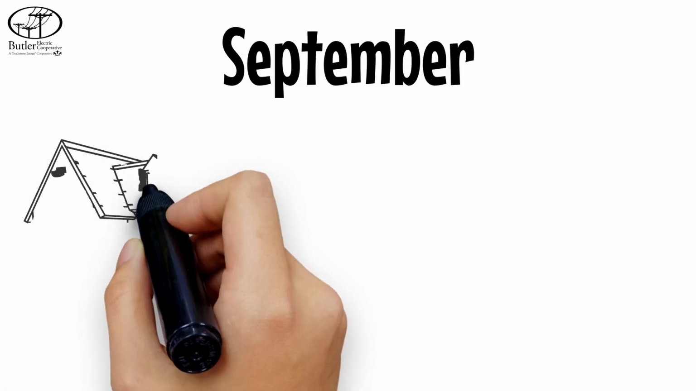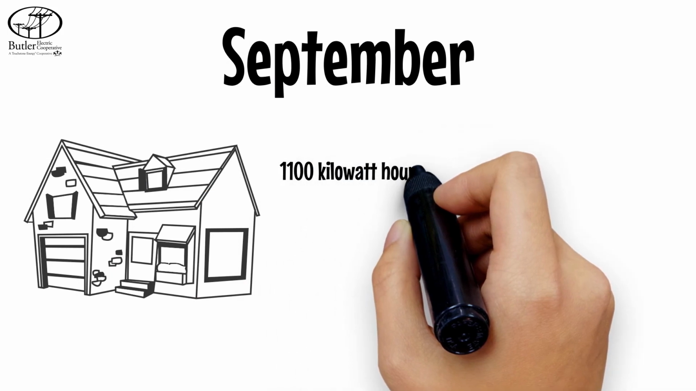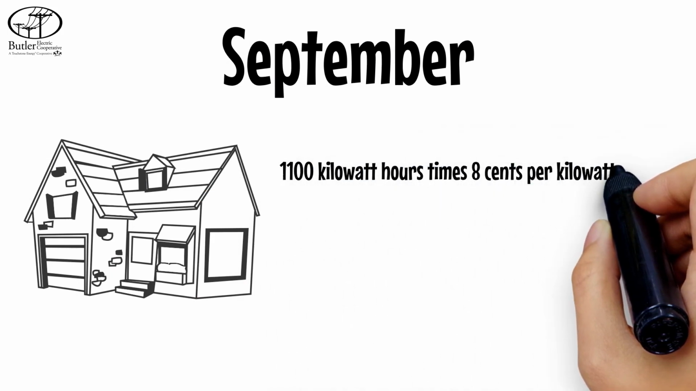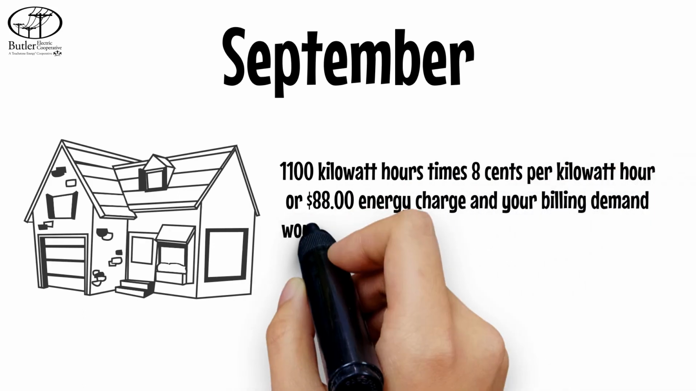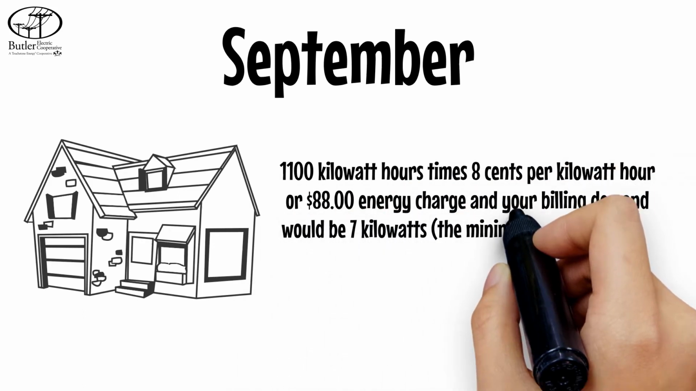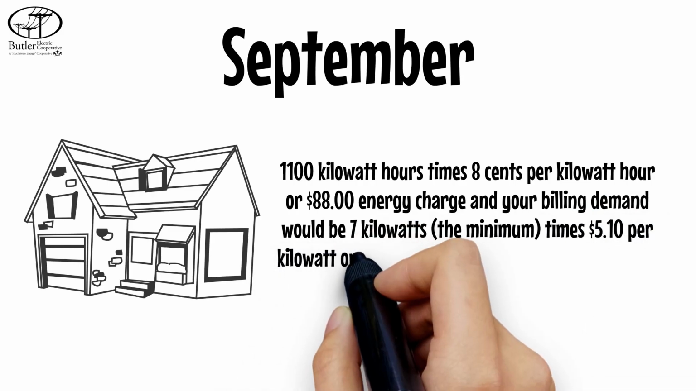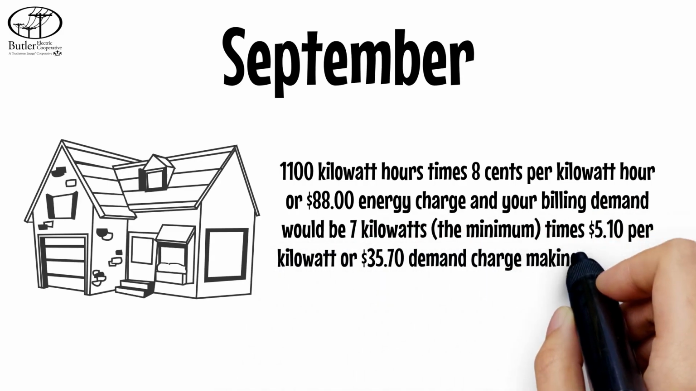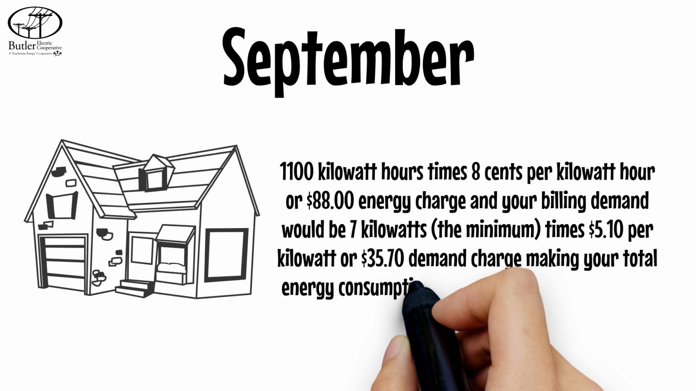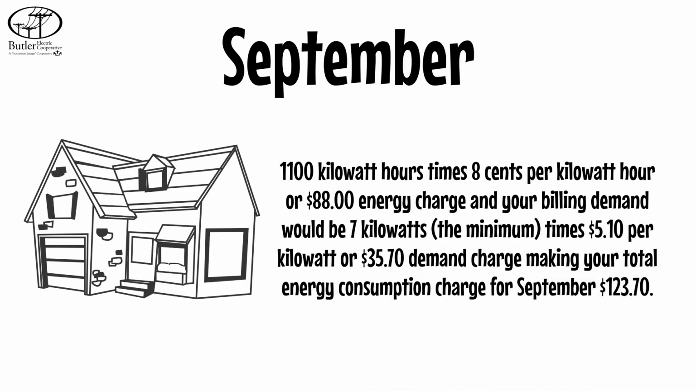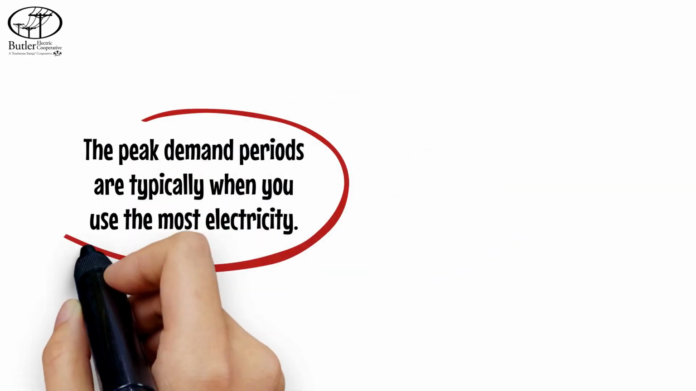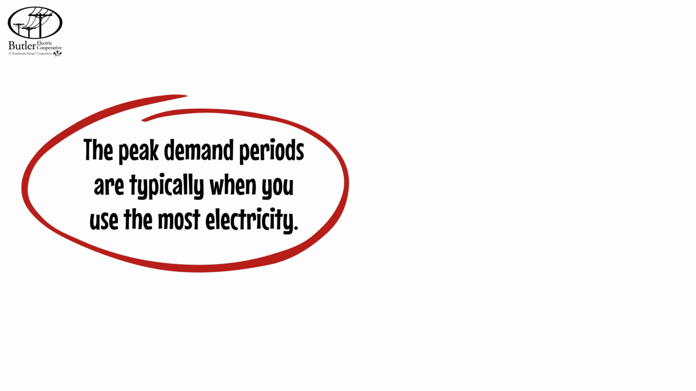So in September, your house used 1,100 kilowatt hours times 8 cents per kilowatt hour, or an $88 energy charge, and your billing demand would be 7 kilowatts, the minimum, times $5.10 per kilowatt, or a $35.70 demand charge, making your total energy consumption charge for September $123.70.